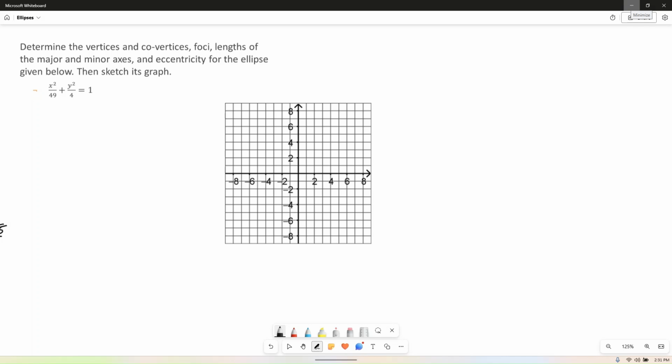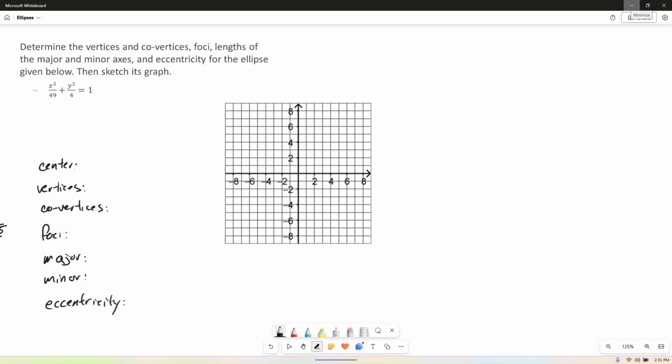This time we're given the equation, and from that equation we want to identify all the components, all the key characteristics, and then we want to sketch a graph. So remember the key characteristics. We're going to need to figure out what is the center, what are the vertices, the co-vertices, the foci, the length of the major axis, the length of the minor axis, and the eccentricity.